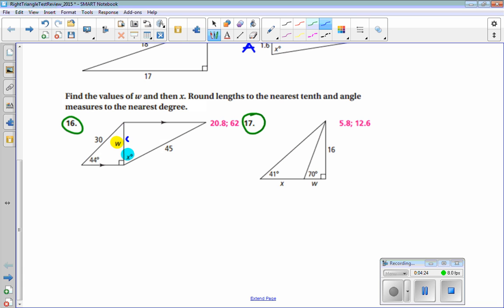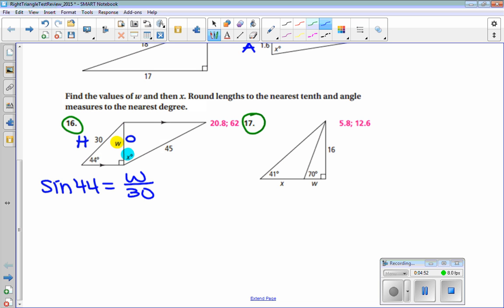I have W as the opposite of 44, and it's the hypotenuse. Now that O and the H only deal with angle 44. When I go to the other triangle, I will have to erase those and start again. Okay? Sometimes you have to relabel. So which trig function does O and H? Good. So it's going to be the sine of my angle is going to be the opposite over the hypotenuse.